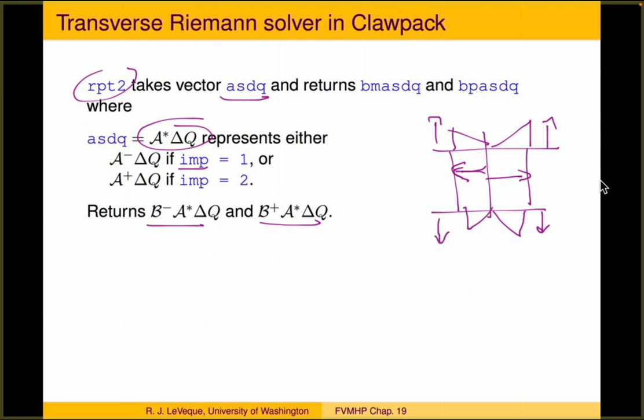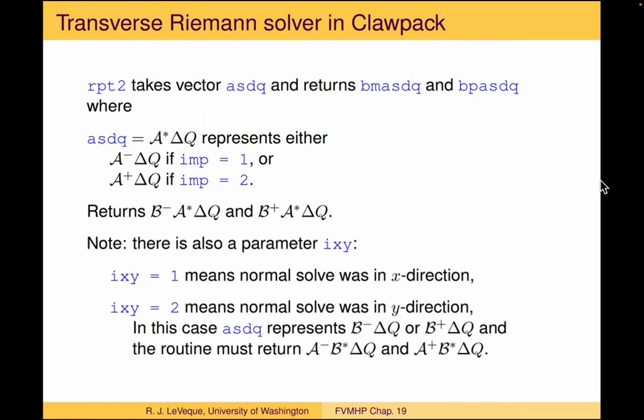And then when we do our sweeps in the y direction, we would also have to take each B plus delta Q and B minus delta Q and split those up in the transverse direction using eigenvectors of A. But all of those splittings are done by the same routine RPT2 that takes this IMP as one of its parameters. And as I said, it also takes the parameter IXY, which tells what direction the original solve was in. And so we have two parameters that tell what direction the original solve was in, and now whether we're looking at the left-going or right-going waves, or if the original direction was y, then whether we're looking at the upgoing or downgoing waves.